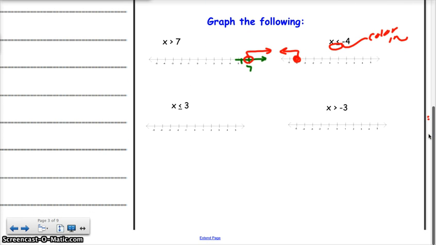x is less than or equal to 3. Okay, where do I put the circle? 3. Do I color the circle in? Yeah. And left or right? Left. Less. Left. Okay. x is bigger than negative 3. So where do I put my circle? I put my circle at negative 3. Do I color it in? No, because there's not a line. And bigger goes what direction? Bigger goes to the right.